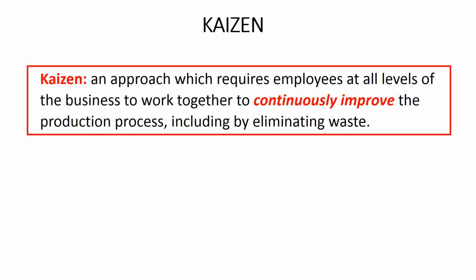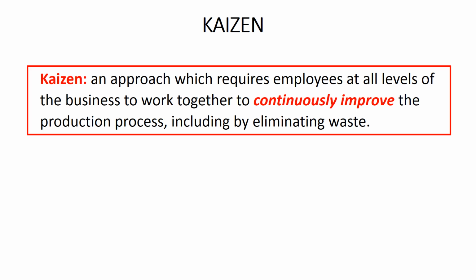Look down the left-hand side of your vocabulary sheets, find the term Kaizen and write this definition in there. Once you've done that, highlight the words in red, bold, italicized type, and if you're ever required to define or describe Kaizen, then please include the highlighted words in your definition or description.